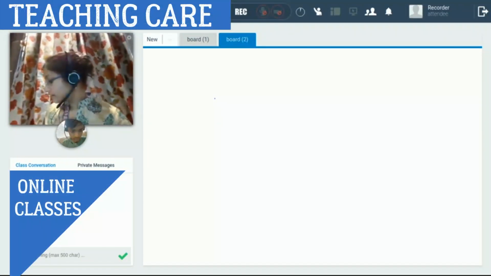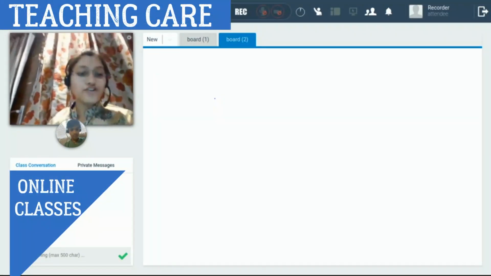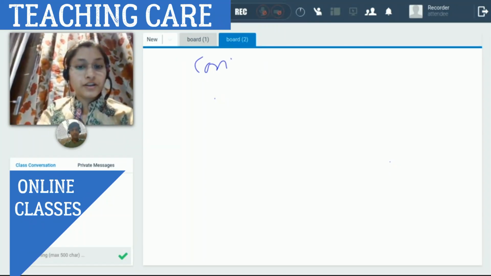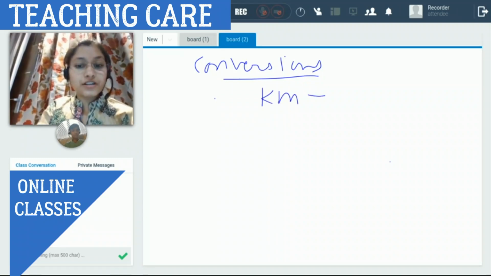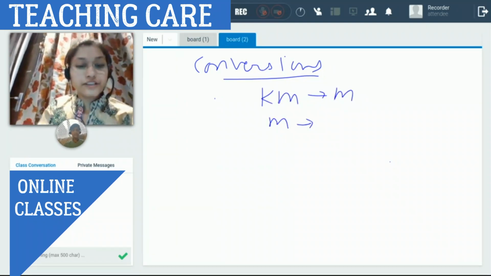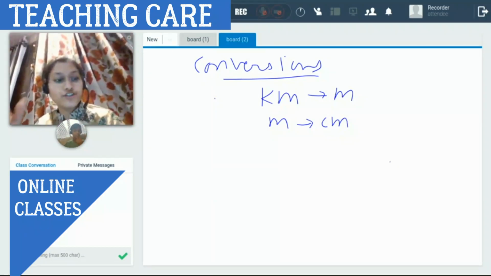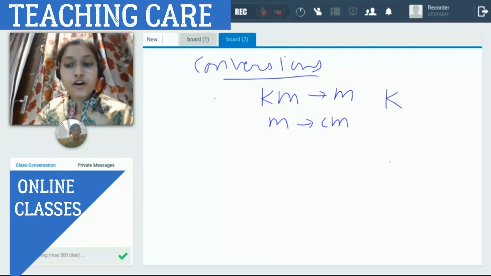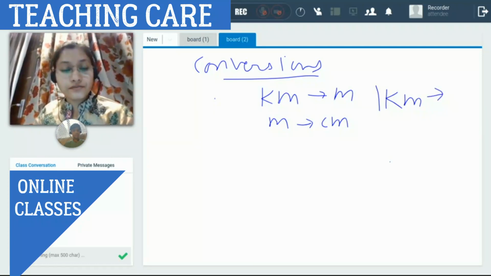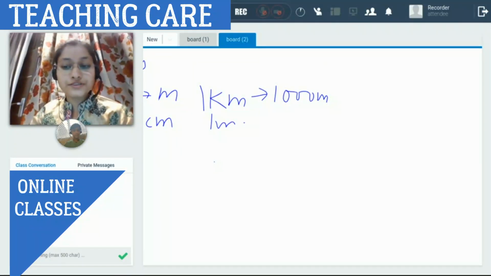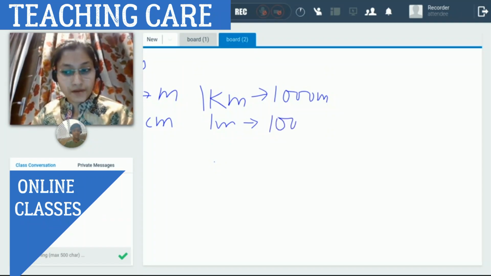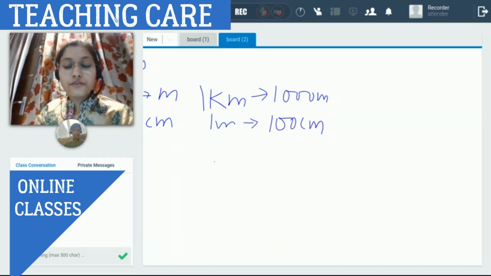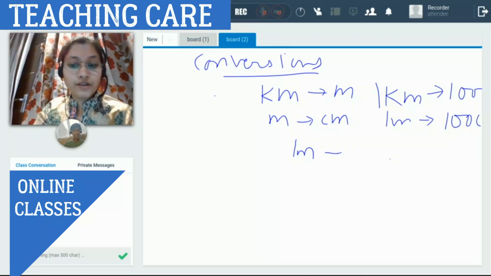Okay, till then we can start with the conversions, like kilometer to meter, meter to centimeter. So just have a quick revision of that. 1 kilometer, how many meters? 1,000. 1 meter, how many centimeters? 100. And if I want to do the opposite, 1 meter, how many kilometers?